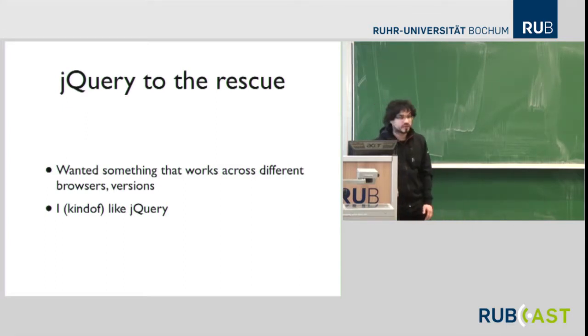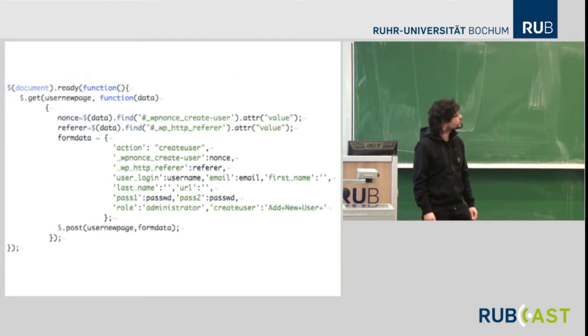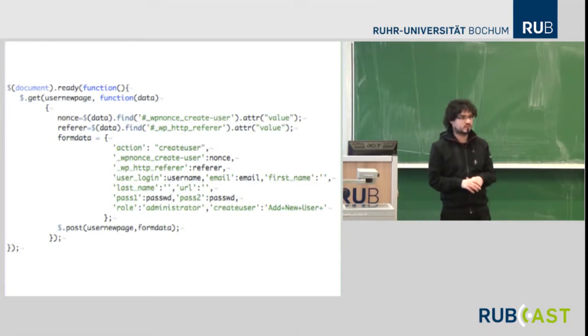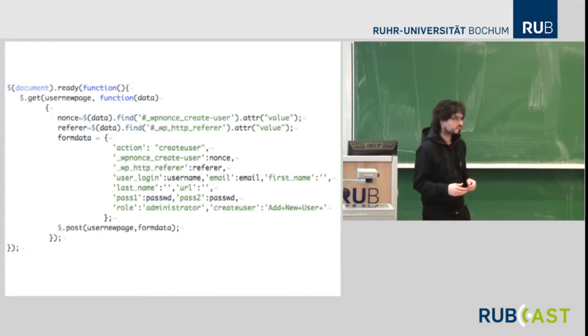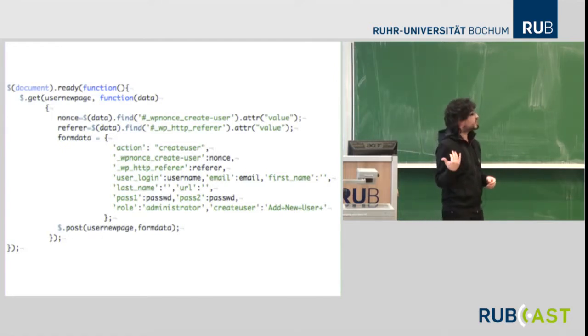So the code ended up looking like this. First, this is the victim's web browser, of course, in this stored cross-site scripting or HTML uploaded file. First, the browser of the administrator sends a GET request to the user new page, which is a PHP file in /wp-admin.